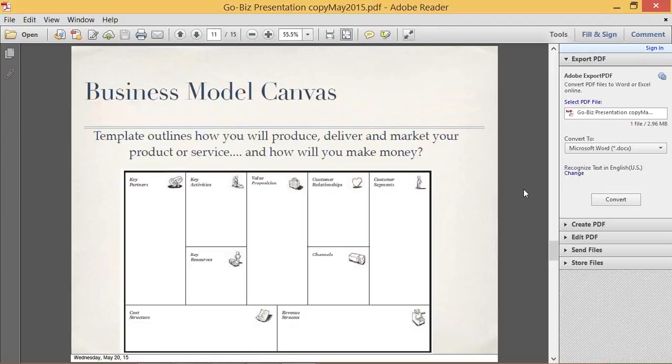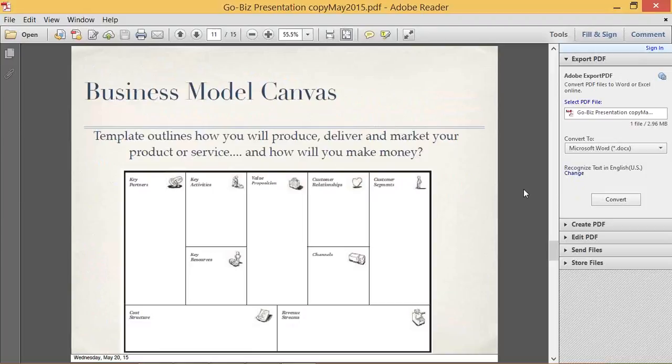Channels then is, how do you get your product distributed to your targeted customers? What's the most cost-effective way to do that? What partners or delivery methods might need to be developed? This is all part of, again, getting a clear picture of what your business is going to look like prior to making the decision to launch it.